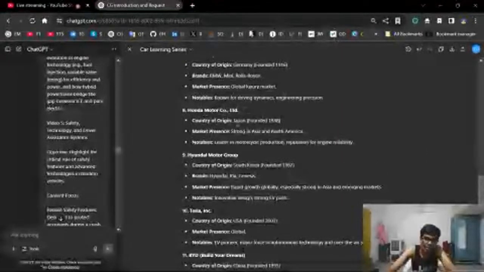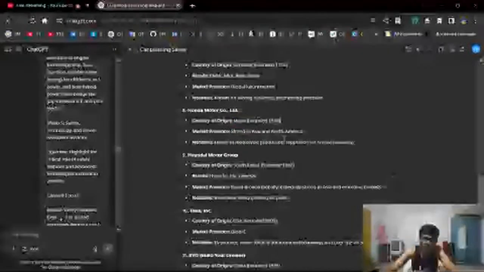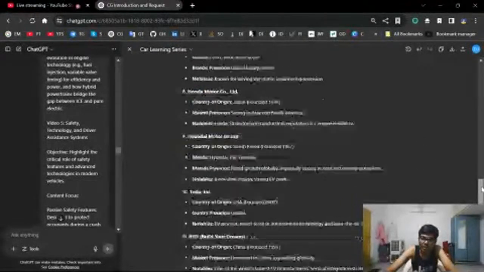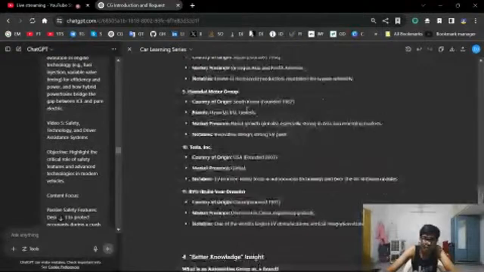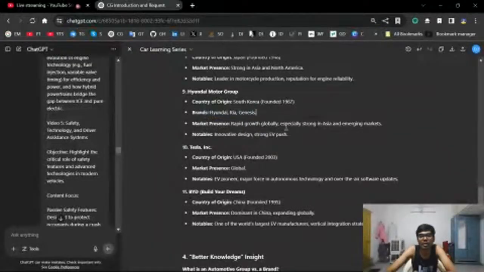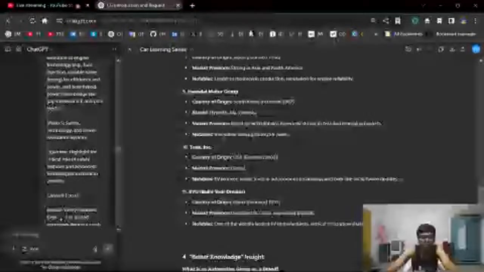Then Honda Motors, as we know, Japan. Honda Motors is strong in Asia and North America, a leader in motorcycles and reputation. As we know, Honda has a very huge history in the motorcycle market, aviation and engine reliability. Then Hyundai is a South Korean company. Hyundai, Kia, this is one of the good companies nowadays in the market. Rapid growth globally, especially strong in Asia, emerging markets, innovation, design.